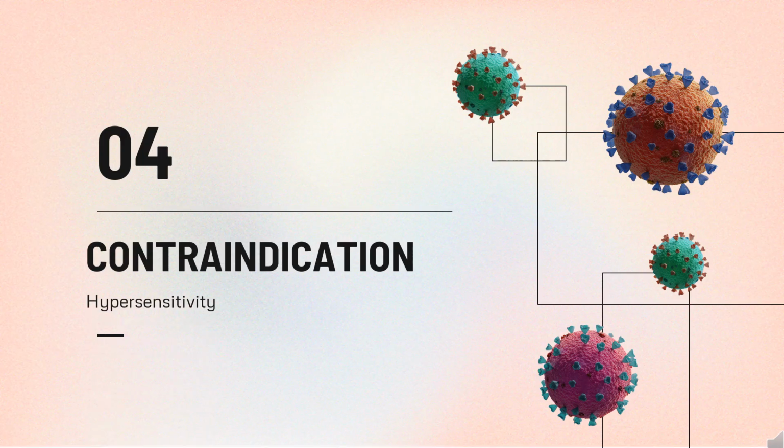Contraindications. The only absolute contraindication to acyclovir is hypersensitivity. Cautions include renal failure or impairment, immunocompromised host, and potential risk of thrombotic thrombocytopenic purpura, TTP, and hemolytic uremic syndrome, HUS. Regarding pregnancy and lactation, acyclovir has been shown to cross the placenta.